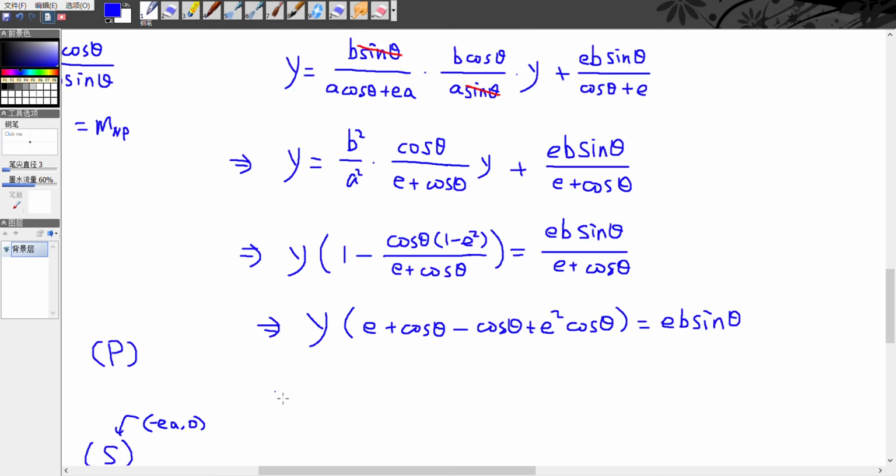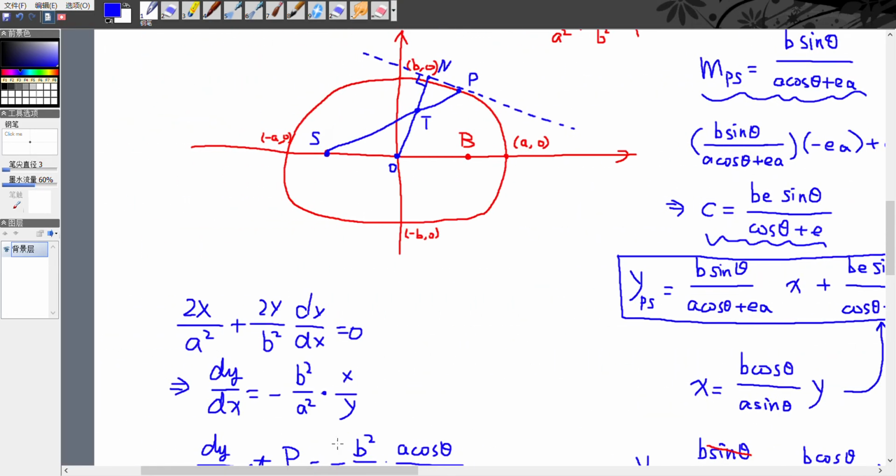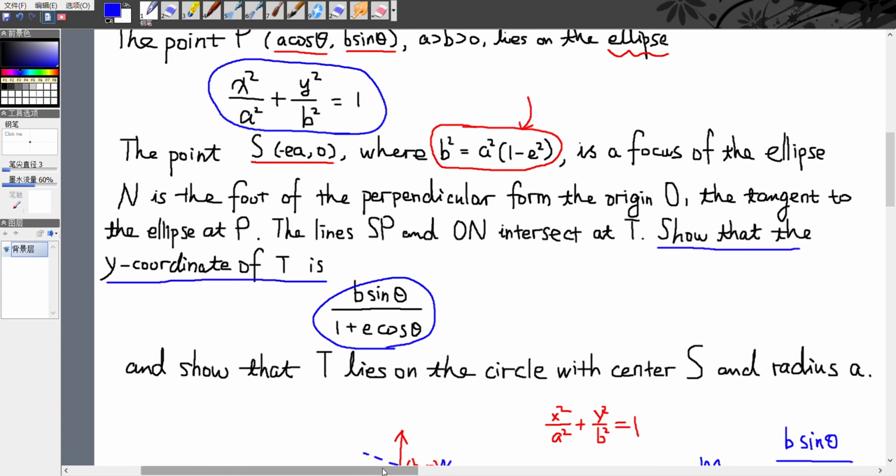And the answer is clear that y is equal to b sine theta over 1 plus e cosine theta. This is the answer of our first sub-question.